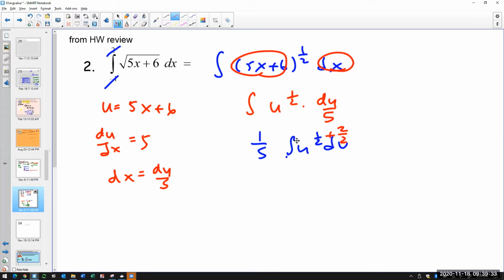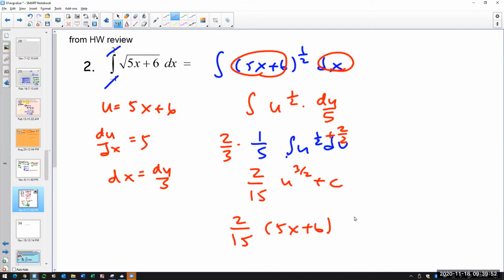You add 1, divide by 3/2, but dividing by 3/2 is the same as multiplying by 2/3. So you get 2 over 15, u to the 3/2 plus Charlie. Okay, this is a great answer. It's just the wrong answer. Make sure you come back, put in your u, okay? And this one doesn't have a Charlie, right, because it's a definite integral. So my x is going to go from -1 to 2.